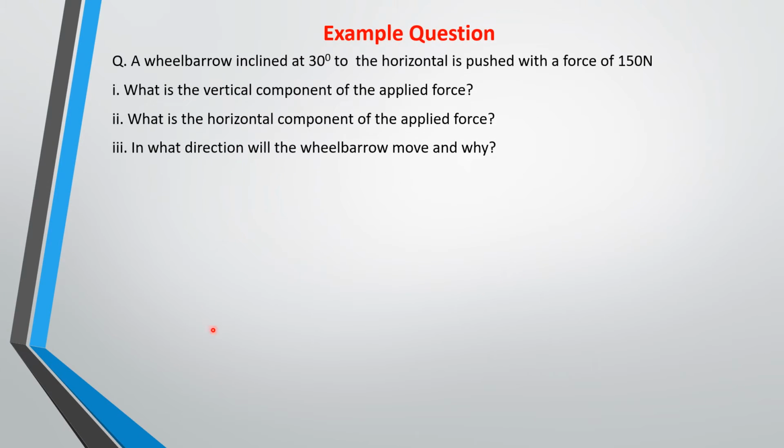Okay, so this is a sample question. A wheelbarrow inclined at 30 degrees to the horizontal is pushed with a force of 150 Newton. What is the vertical component of the applied force? What is the horizontal component of the applied force? In what direction will the wheelbarrow move and why? So you can represent that on a drawing.